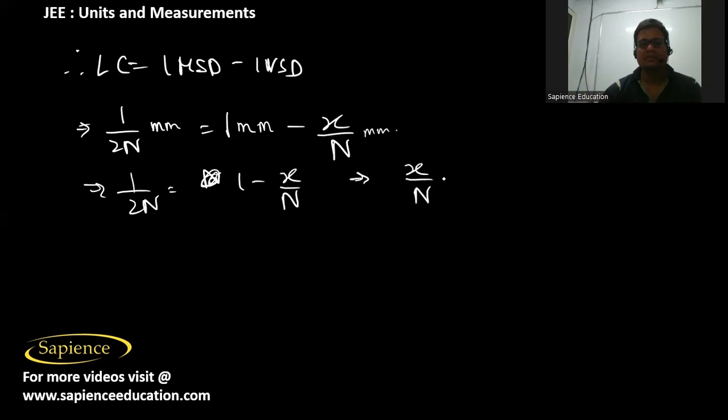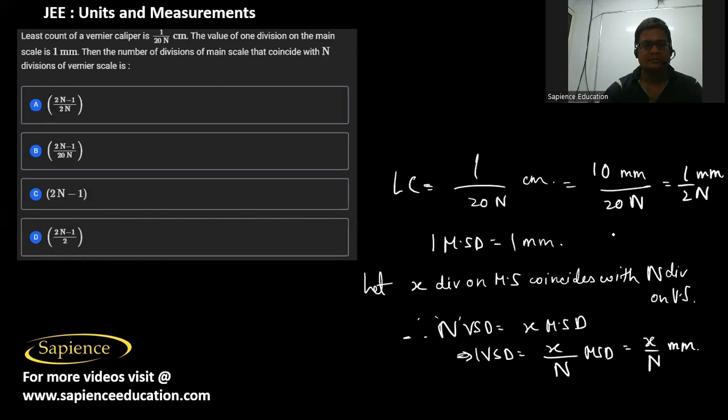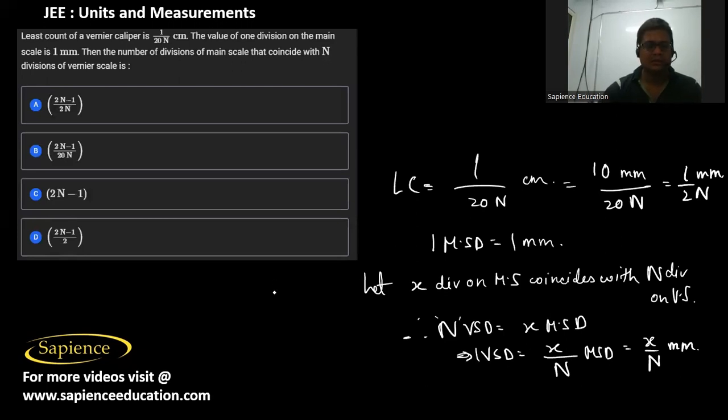So x by n is equal to 1 minus 1 by 2n. Therefore x will be equal to n into 1 minus 1 by 2n. So that will be equal to n minus 1 by 2. That means it will be (2n minus 1) by 2. So option D is the correct answer.